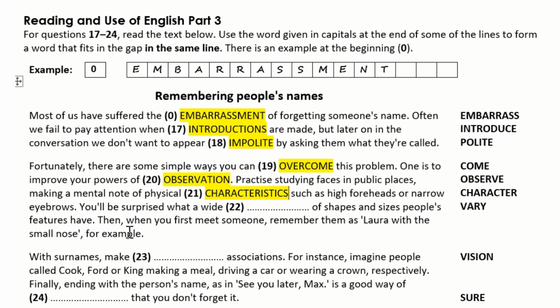And the next one, you'll be surprised what a wide something of shapes and sizes people's features have. Now this indefinite article and then you've got wide, an adjective. So what's required in the gap is another noun. They've given you the verb vary, so the noun that we can make from that root word vary is variety. So you'll be surprised what a wide variety of shapes and sizes.